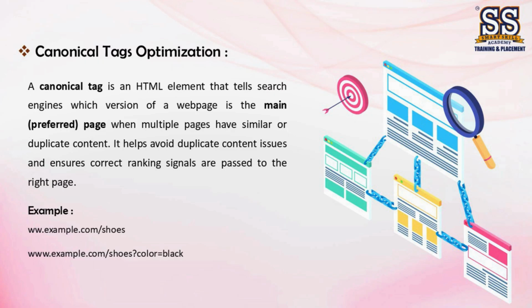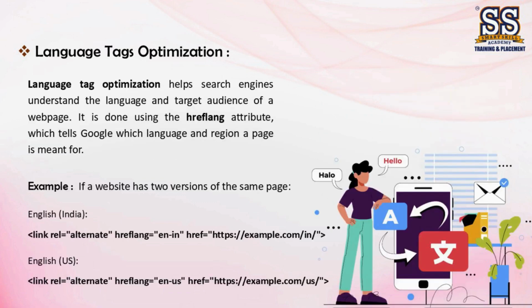Let's take a look at how to actually implement this tag in the HTML code. Now, let's move on to a crucial element of international SEO, language tags optimization. If you're planning to scale a brand globally, this is how you ensure the right people see the right content.